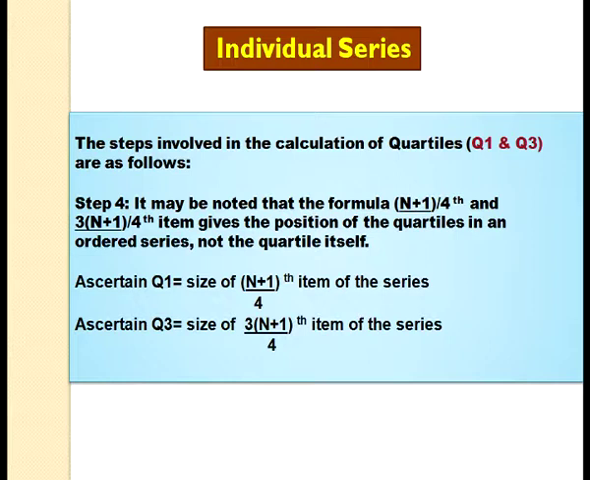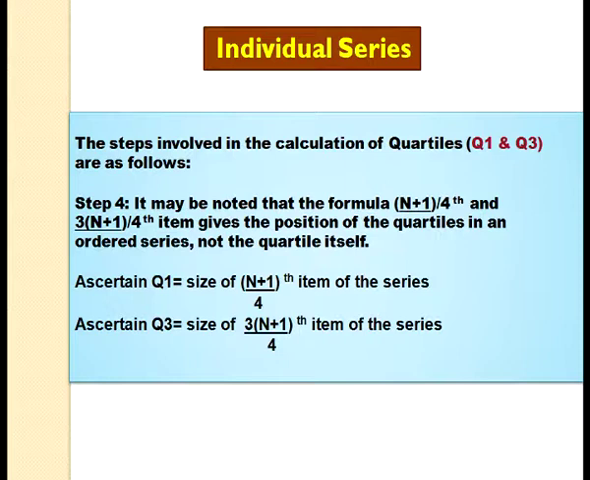For step 4, it may be noted that the formula (n plus 1) by 4th item, and for the third quartile 3 into (n plus 1) by 4th item, gives the position of the quartiles in an ordered series, that means once we have arranged the data in ascending order, and not the quartile itself. So, we need to compute Q1 as size of (n plus 1) by 4th item of the series, and Q3 as size of 3 into (n plus 1) by 4th item of the series.